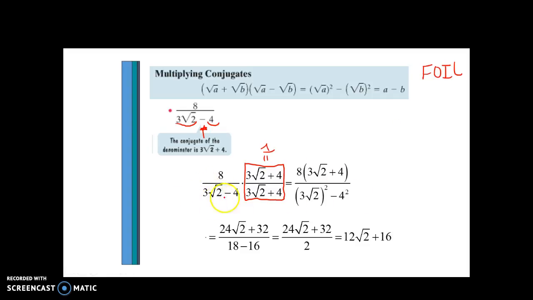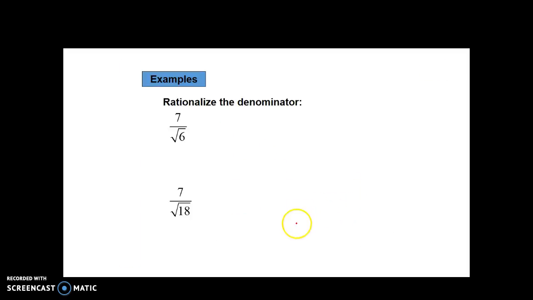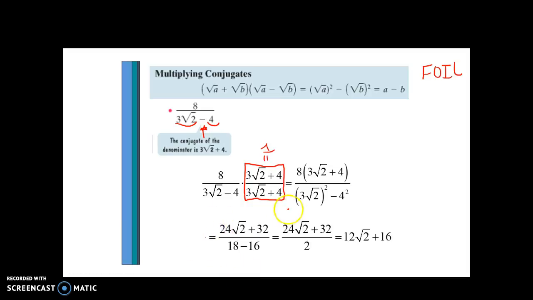But essentially, we have 3 root 2 times 3 root 2. So I'm just going to write that as 3 root 2 squared, right? Anything times itself is squared. And then we have minus 4 times 4, which I'm going to write as minus 4 squared. Remember, a negative times a positive is always a negative. And 4 times 4, I'm just going to write that as 4 squared. Okay? Oh, sorry. So let's continue now. We're going to distribute on the top.